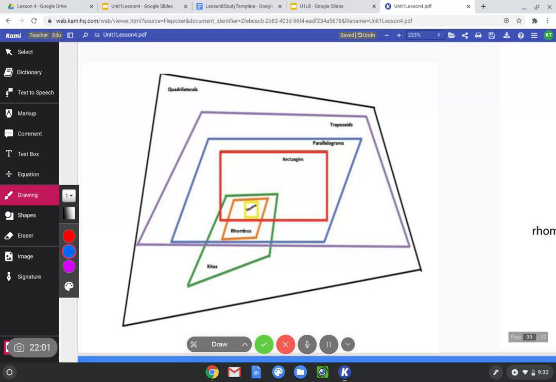So as you can see, the outer rim is quadrilaterals, and inside are trapezoids. So it's saying that all trapezoids are quadrilaterals. That is true. And inside the trapezoids, we are seeing the parallelogram shape. So it is saying that all parallelograms are trapezoids. And that is true. And so on and so forth. But if you notice here, the kite is kind of floating in between some. Because remember, some kites can be trapezoids. Some kites can just be quadrilaterals. The kite is a very vague shape.